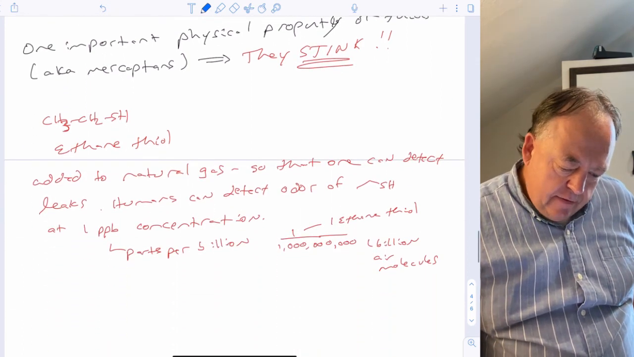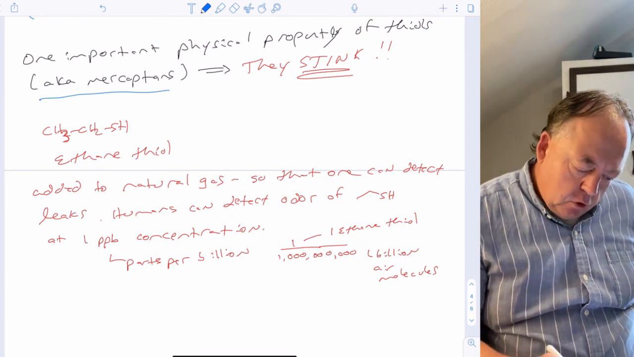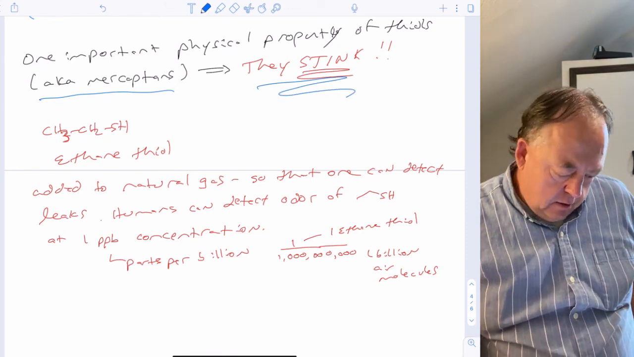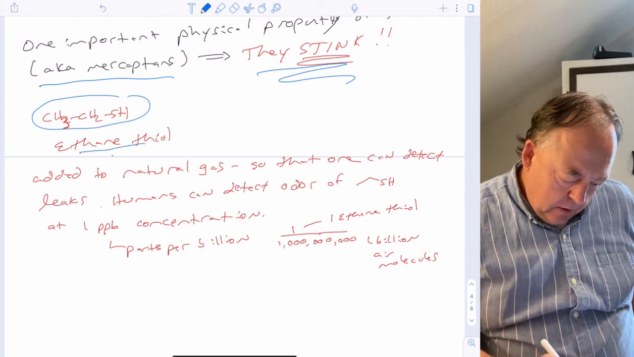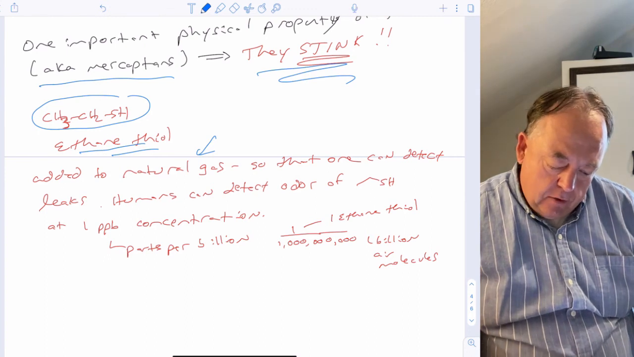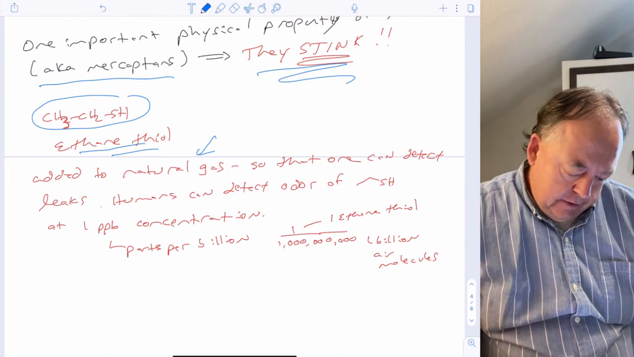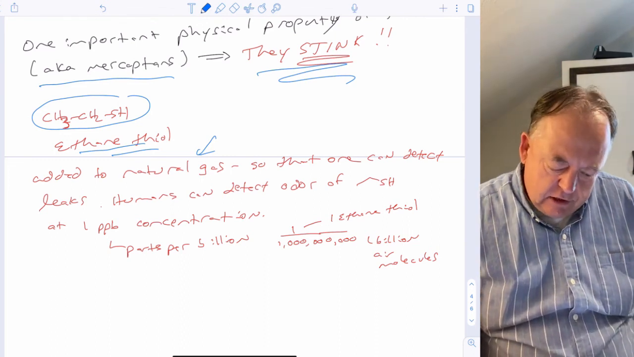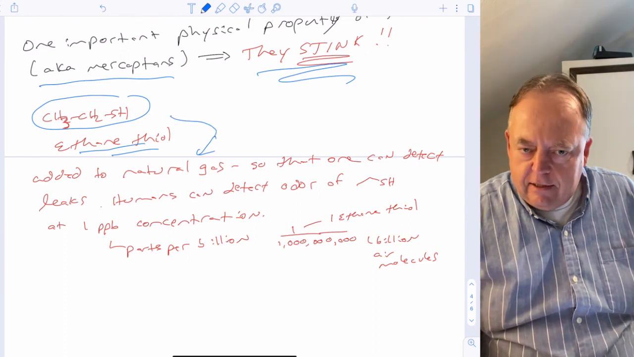Okay, and so lastly in this lecture, one important physical property of thiols, which are also called mercaptans, is that they absolutely stink. As an example, this molecule is ethane thiol. That's a molecule that's added to natural gas. Why is it added to natural gas? Because natural gas is odorless, and it's pretty important to know if there's a leak because it's flammable. Natural gas obviously is flammable. And so ethane thiol is added to natural gas so that one can detect a leak.